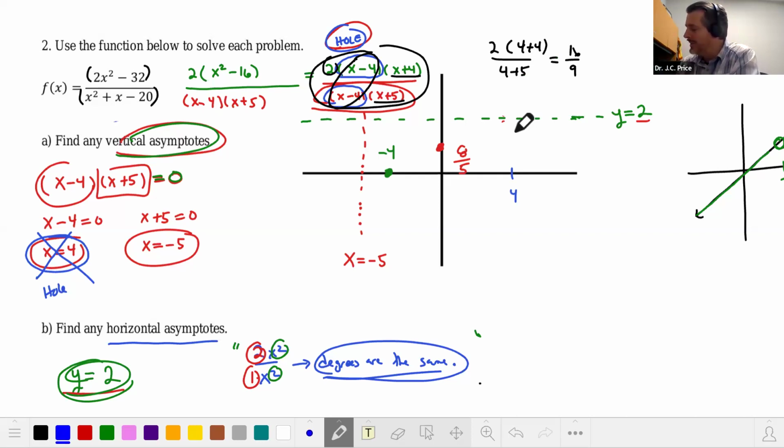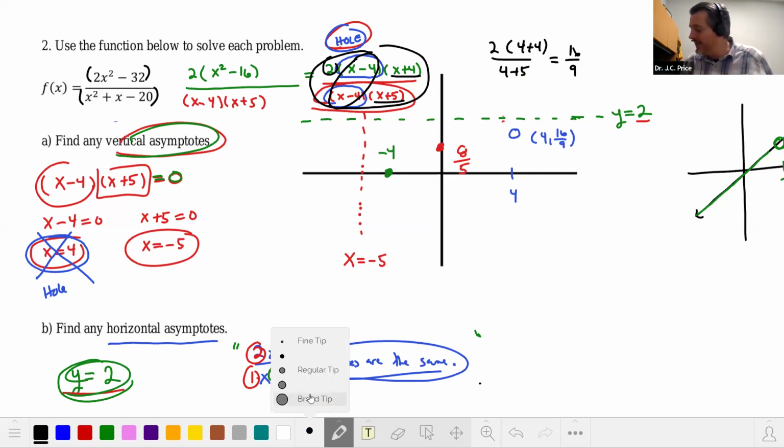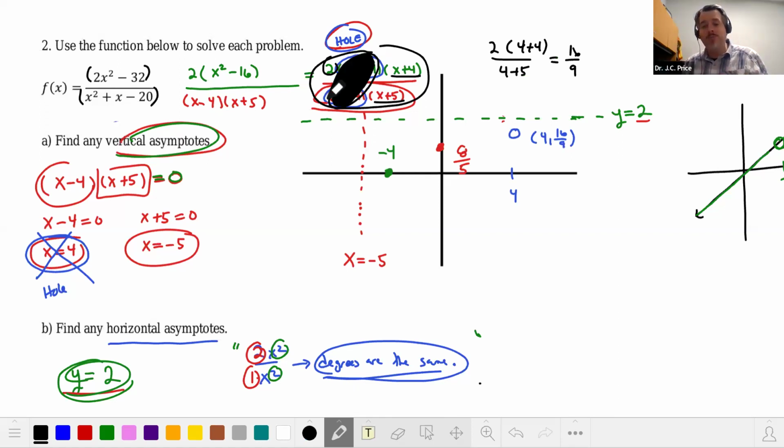So when we make the hole, it's 16 over 9, which isn't quite 2. You make it right here. It's at 4 comma 16 over 9. And you guys always ask me, how'd you find this 16 over 9? I'm like, listen, I just covered it up. Just cover it up. Don't look at that piece. Use the rest of the function, plug in, and that'll be the height. Okay, that's what you do. Just cover up the x minus 4s. All right, let me fix this here.